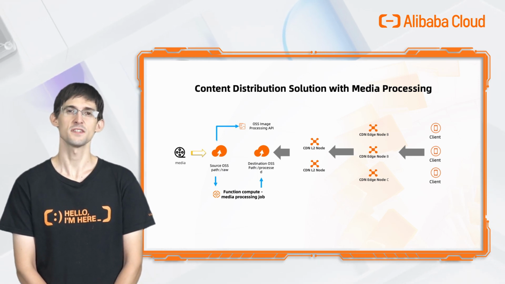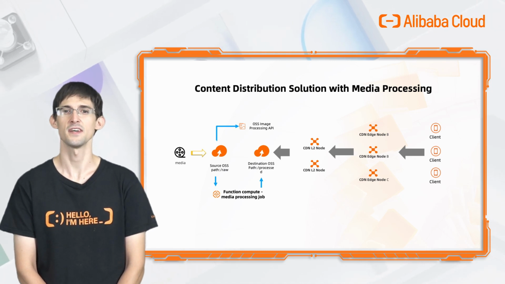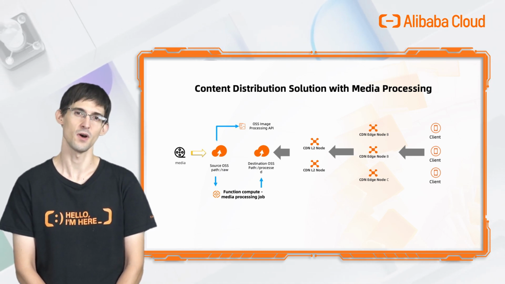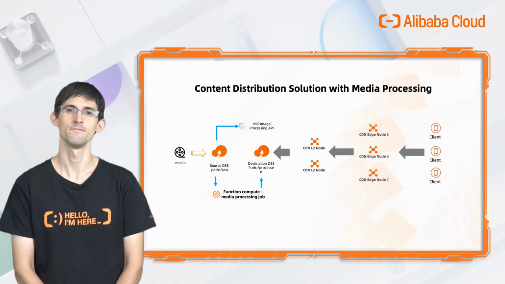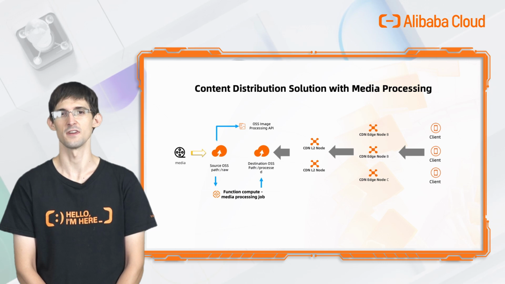If more customization is needed, you can write custom logic in function compute to process the content and store the processed data in another bucket or a folder within your bucket. In either case, CDN can cache the processed content and serve it to the client.